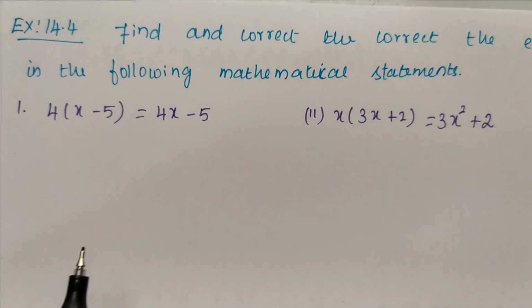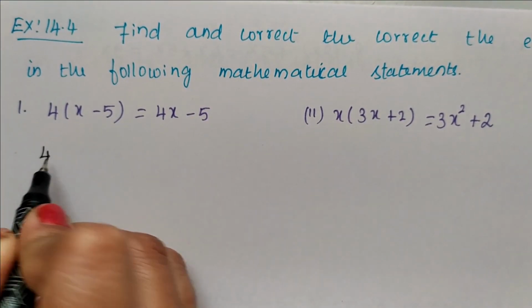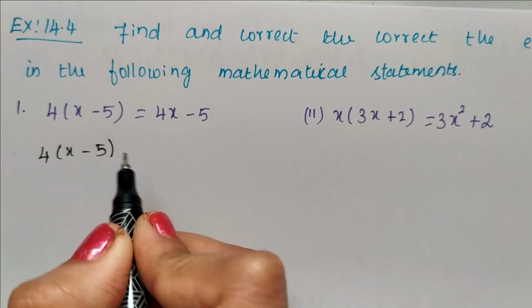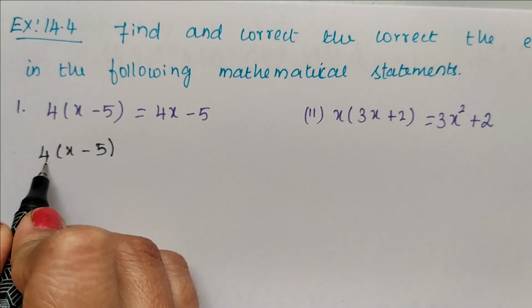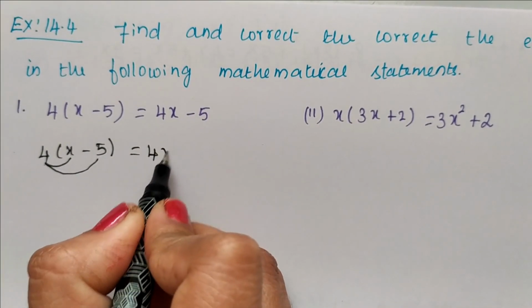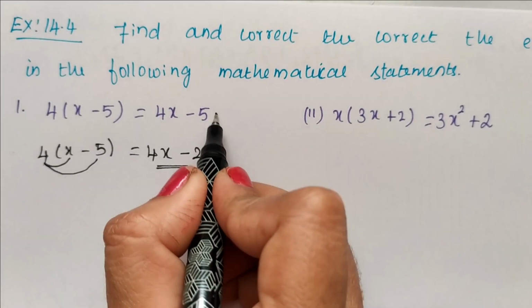So exercise 14.4, find and correct the errors in the following mathematical statement. Here we have to find the errors. So 4 into x minus 5 equal to 4x minus 5. So we'll check, we have to find the error. So we have to multiply 4 into x and 4 into 5. So 4x minus 20. So this is wrong.